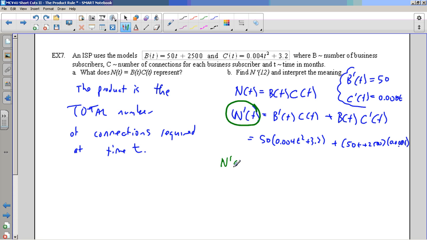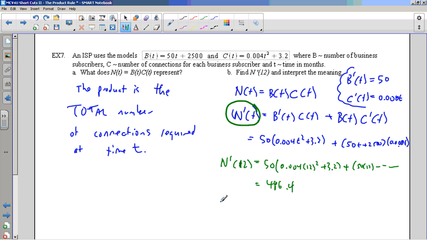But N prime at 12, all I would have to do is take out the t and put in the 12 and calculate that. Calculator work, not very interesting. I'm not going to copy all this down. You can work that out, and I got it to be about 486.4. So what does this mean?